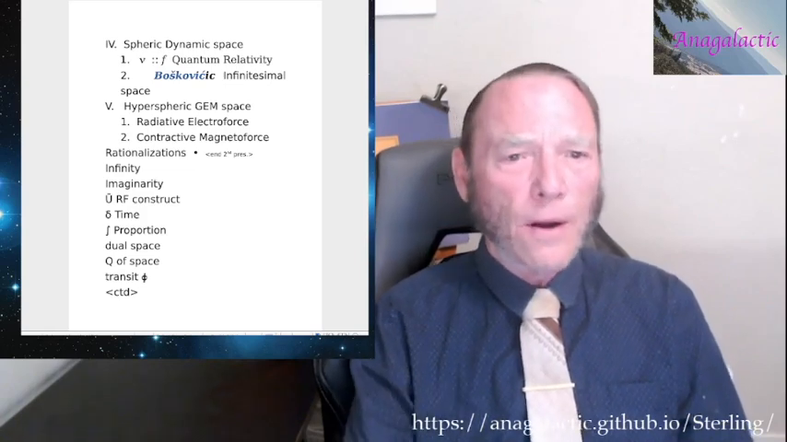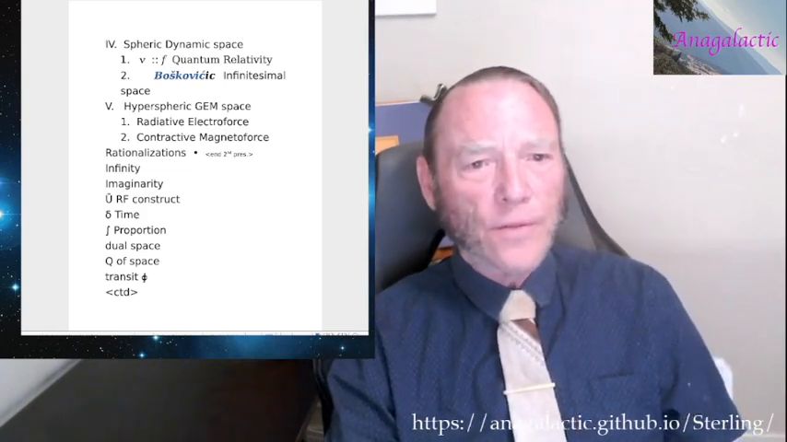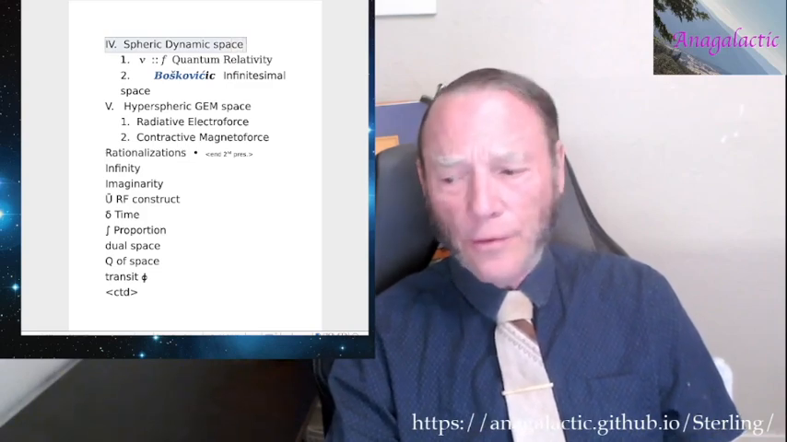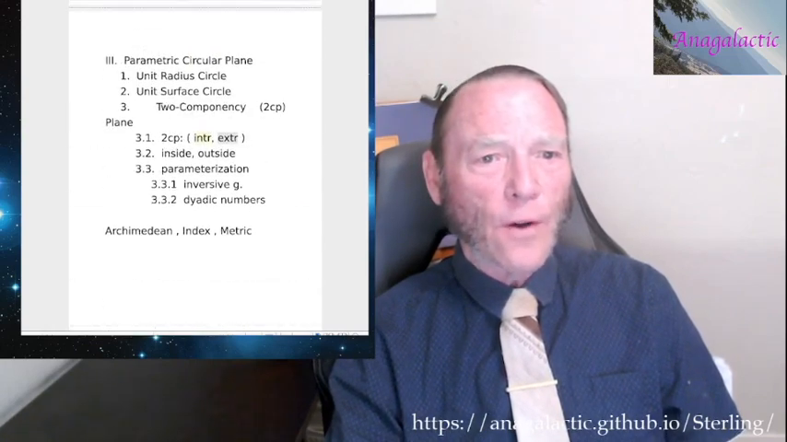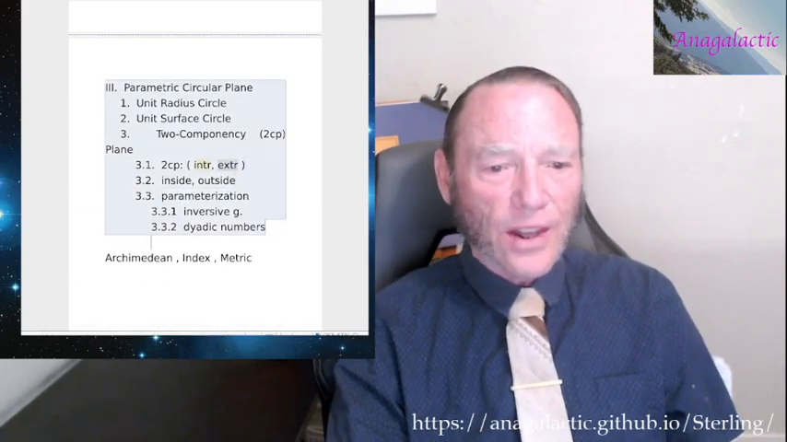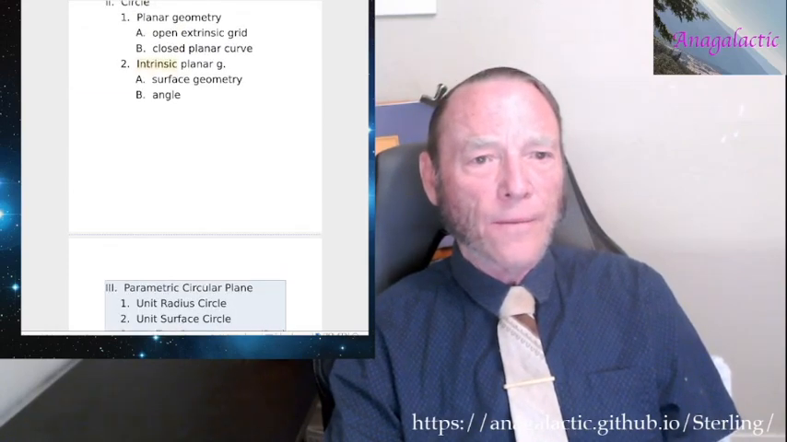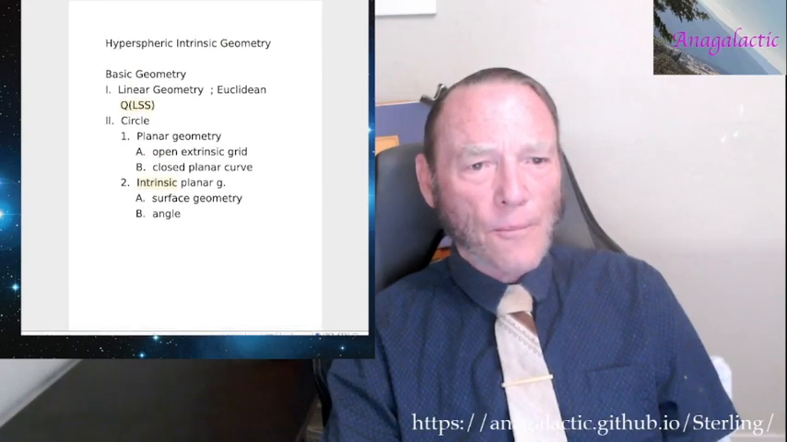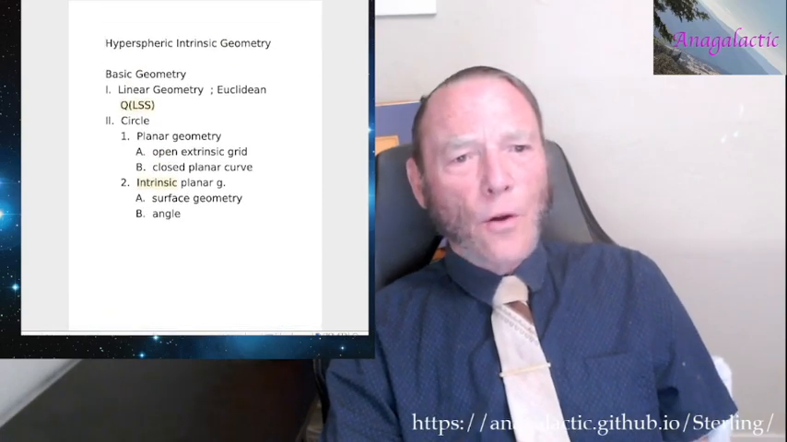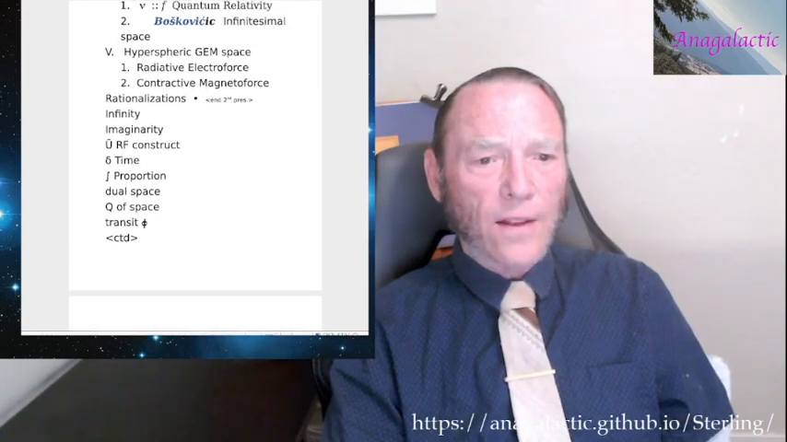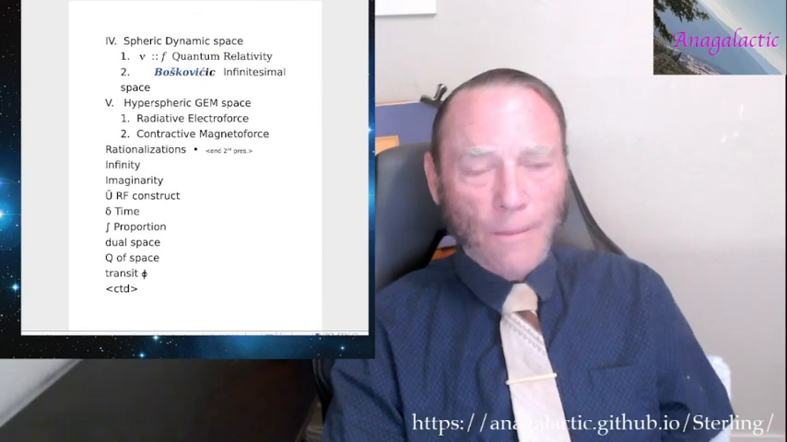Now for this part 4, I'm calling it spheric dynamic space. This will not be in the first paper. The first paper will be devoted entirely to this, the parameterization of the circular plane. The overall title will be Hyperspheric Intrinsic Geometry, but not initially, because it would drive people away instead of toward what I want to say.